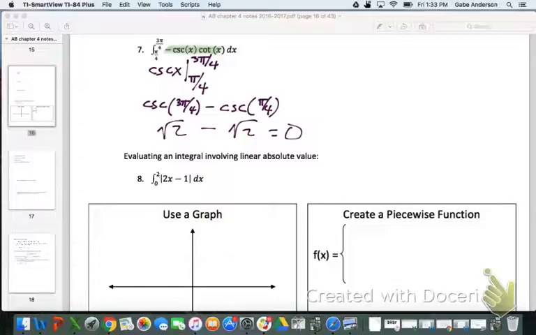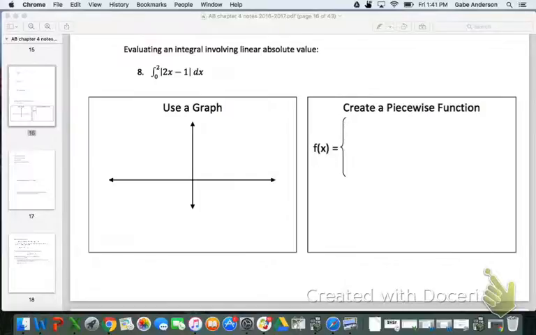But we have yet to do number 8, right? Absolute value. So we're going to take a look at that. I'm going to show you 2 different ways to do it. We'll make a judgment as to which way is better, and we'll kind of move forward from there. So take a look at number 8. Do this one with you guys.